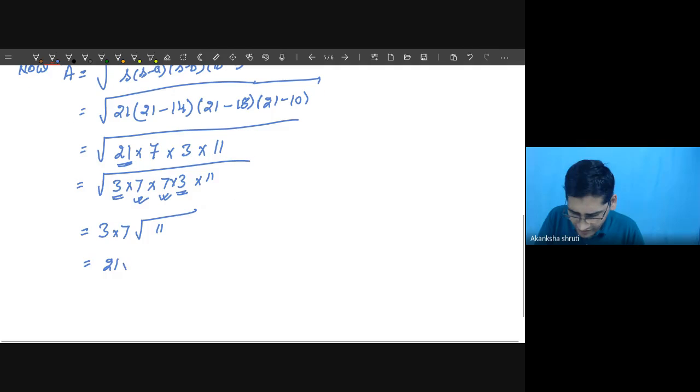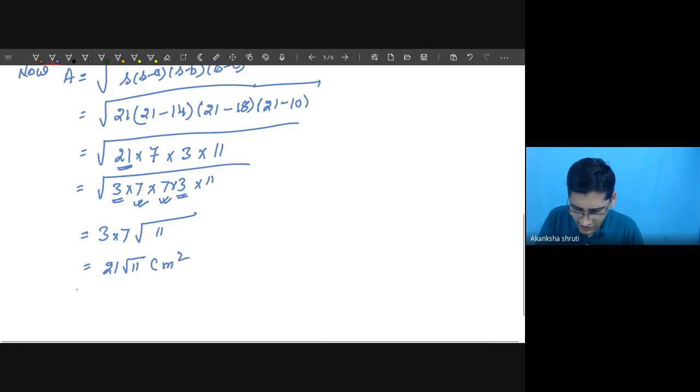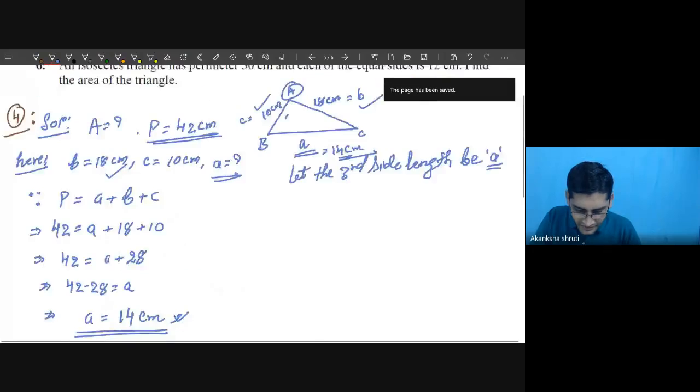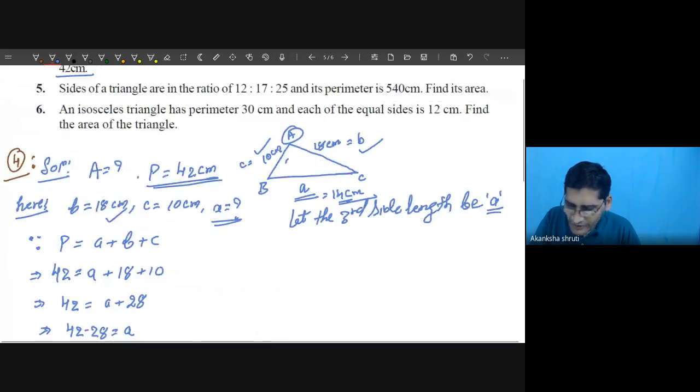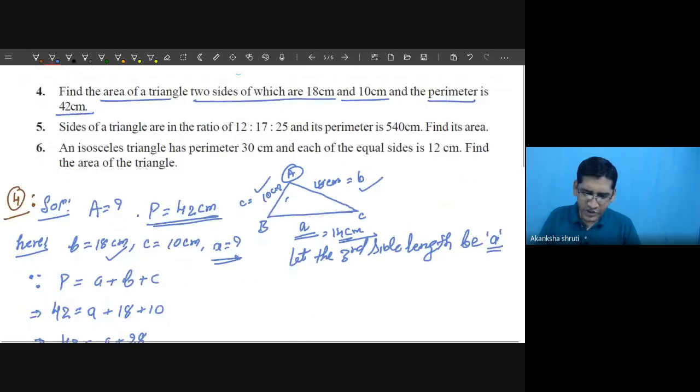So 21 root 11 centimeter square. So the area is this much. It is your answer. It's so simple. So what we had learned: from the perimeter, we need to calculate even the third side, then we shall apply Heron's formula. Okay, it is this one. Now let me go for question number 5.